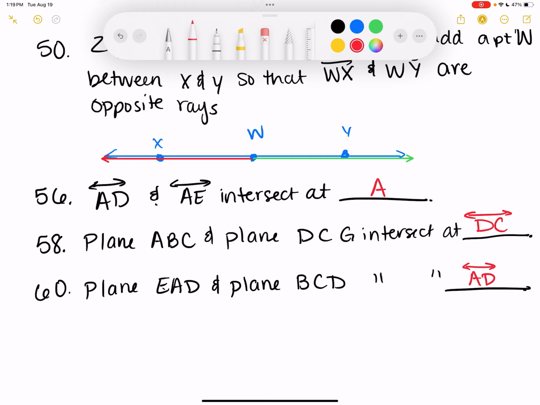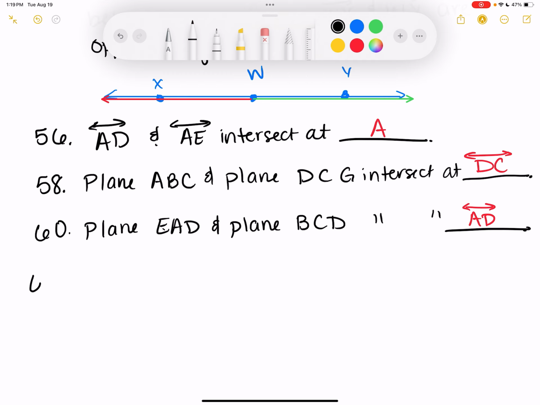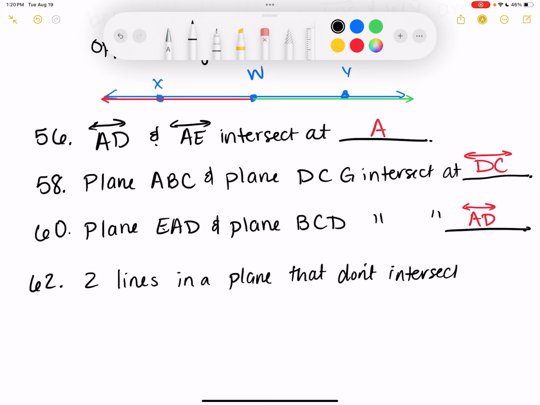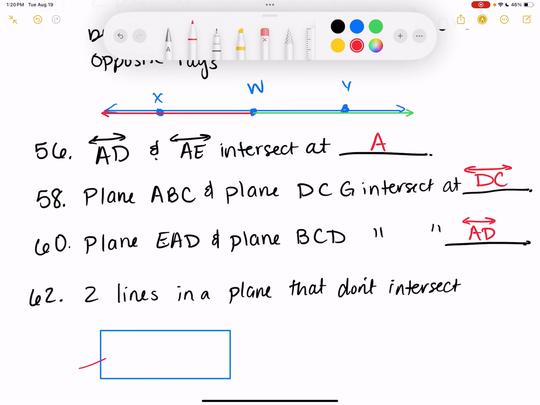All right, last couple problems here are ones that ask us to sketch the figure that is described. So 62 is two lines in a plane that don't intersect. What are the only type of lines that don't intersect? Parallel lines. So basically I'm going to create my plane here. It can look however you want it to look. And I'm going to draw two parallel lines within my plane. I shouldn't extend them out past it. You can draw them however you want, side to side, up and down.